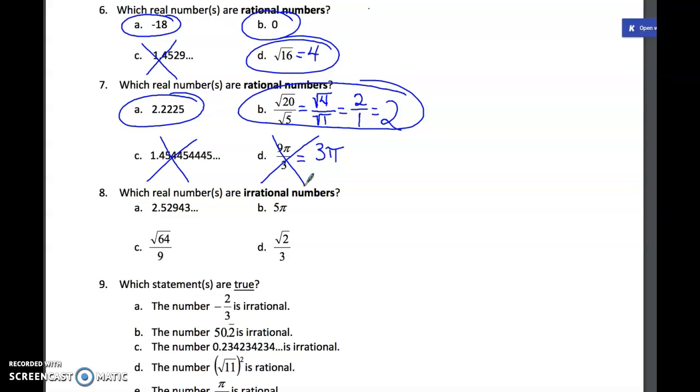Number 8, we're kind of flipping the question. Which real numbers are irrational numbers? So, looking at A, it is going on and not repeating. It is irrational. B, 5 pi, irrational. C, square root of 64 is 8 over 9. It's a fraction. It is rational, not irrational. D, square root of 2 over 3. Cannot be simplified. It ends up being irrational.